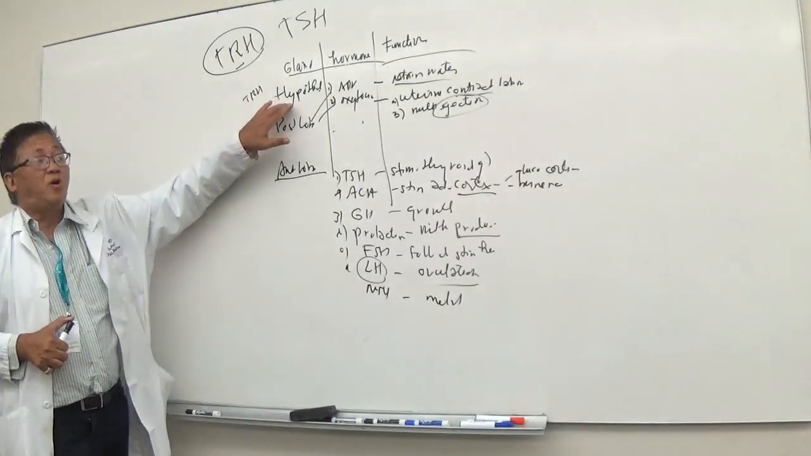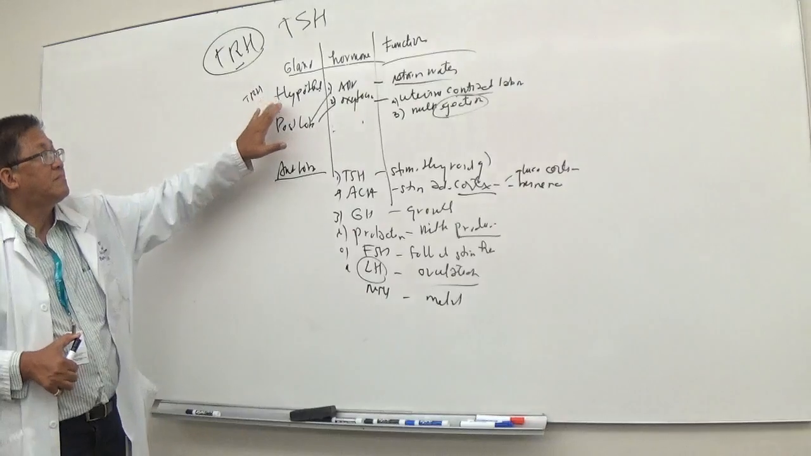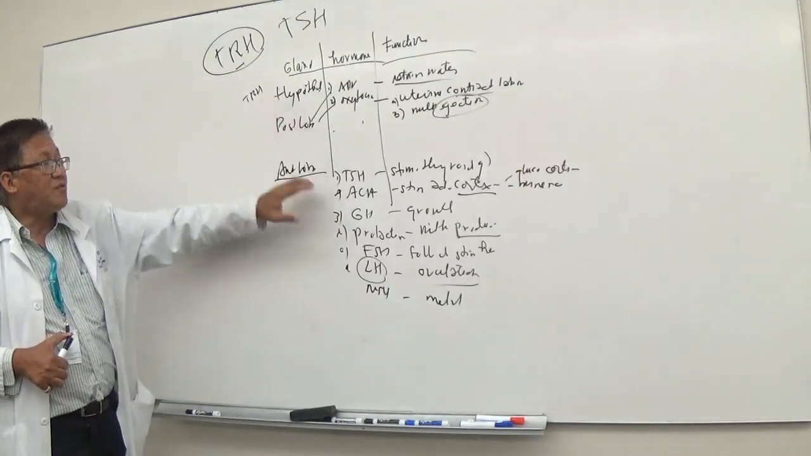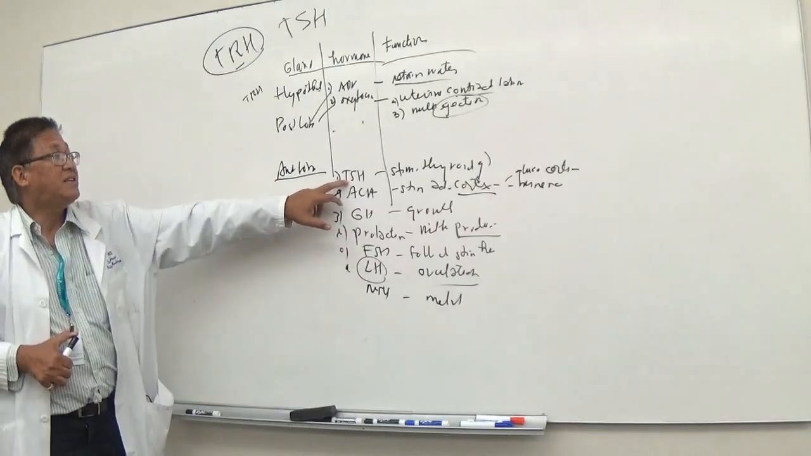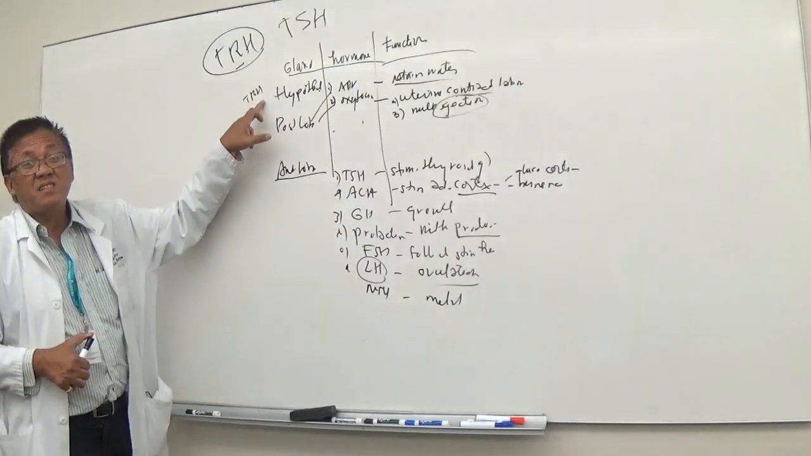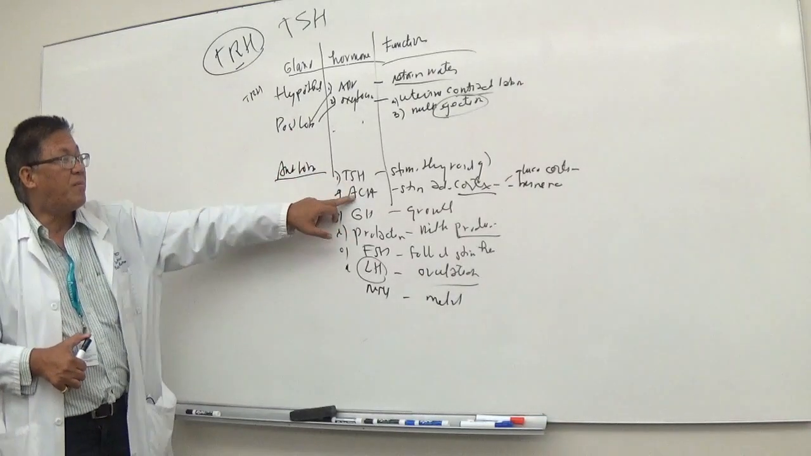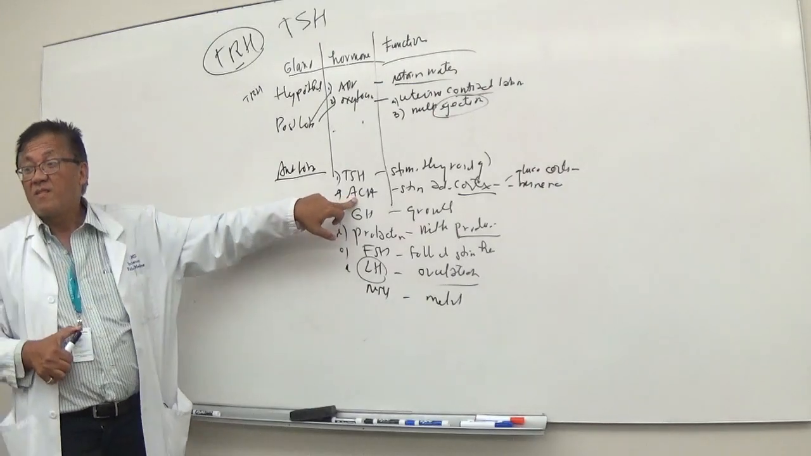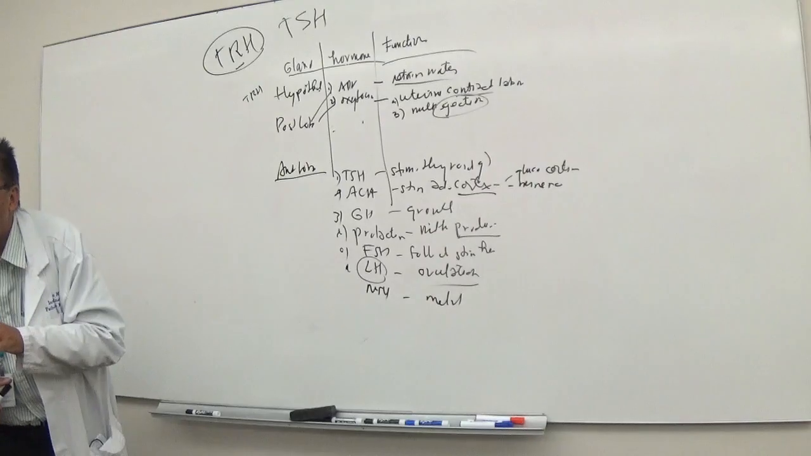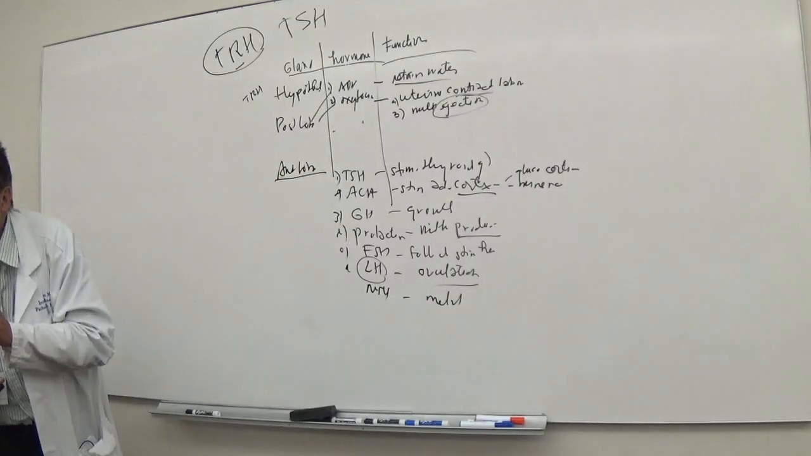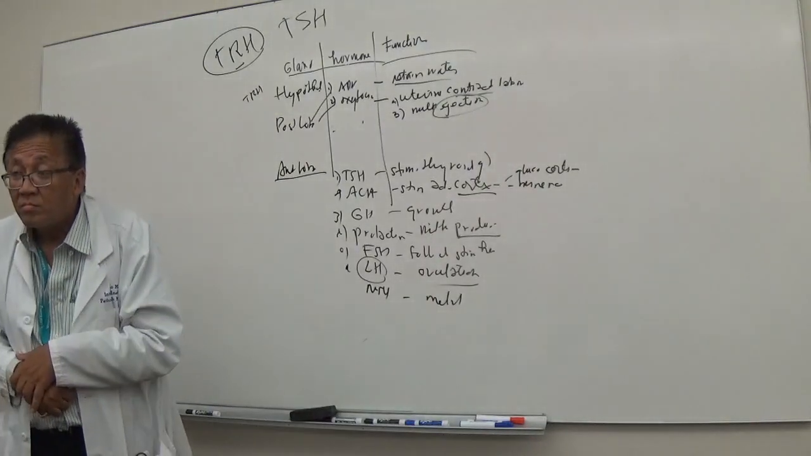The regulatory hormones, for example, each of these have their own specific regulatory hormones. Like here, TSH is TRH, thyrotropin releasing hormone. What about ACTH? Corticotropin releasing hormone. CRH. What is it? CRH. Okay, tell me the exact word. Corticotropin?